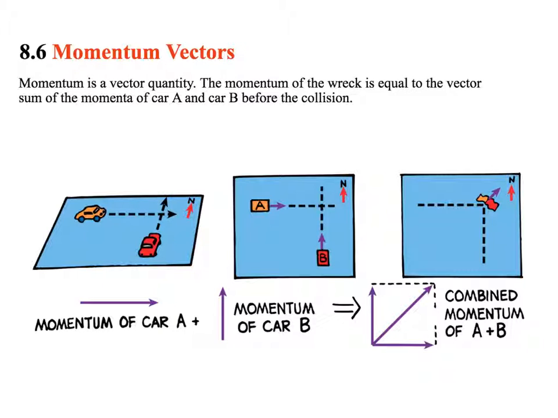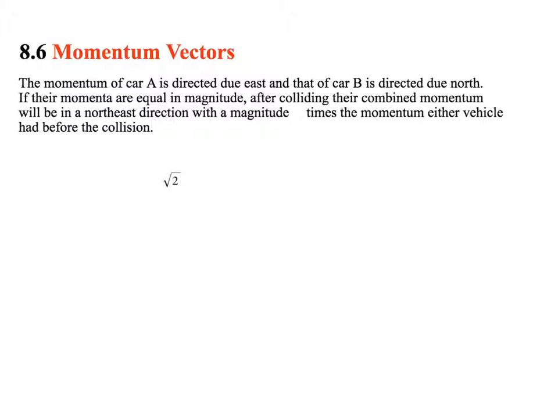So look, we have momentum of car A, momentum of car B, momentum of car A and B. So we have one going one way. Momentum of A is going this direction. Momentum of B is going this direction. So A and B together is going to be the hypotenuse. Something seems like it did not copy over. The momentum of car A is directed due east, and the momentum of car B is due north, meaning that you're going to get that being your resultant vector.